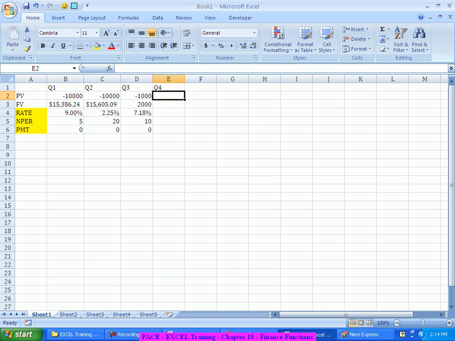20 lakhs I am borrowing, which means I am getting 20 lakhs today. Because I am getting it today, I'll write it as 20 lakhs. At the end of 20 years, there is a zero payment. As a part of the loan, I'll clear everything within these 20 years as a regular monthly payment. At the end of 20 years, there is no loan left, so my future value is 0.